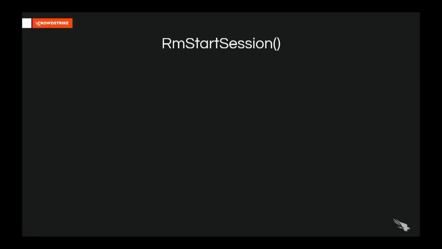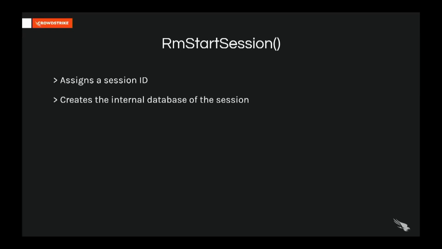But what's really interesting is to understand how it works under the hood. So let's see for each of these functions how it works. RmStartSession will begin by assigning an ID for the session. The restart manager can handle a maximum of 64 sessions for the whole system, so you would get an ID between 0 and 63. Then, the restart manager will create an internal database. So the restart manager internally has a table with all the sessions that are currently open in the system, containing the information about the session.